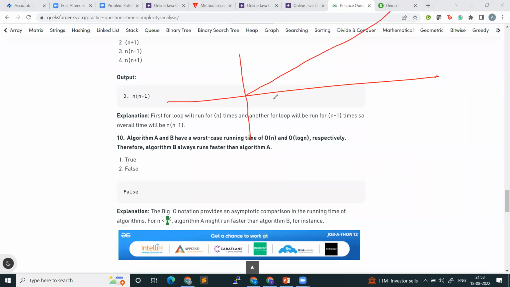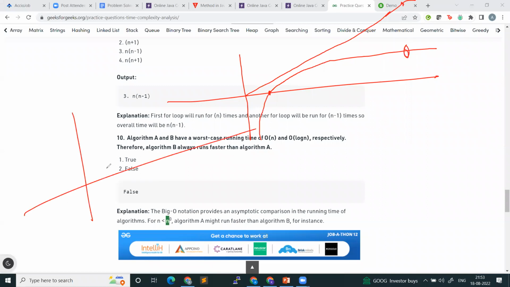If you talk of small values of n, how does log n look like? Log n looks like this. I am not very sure, but this is how the log n graph looks like, right? So I am just drawing two graphs here. But what it is telling is, whenever I talk of asymptotic notations, we are talking about large values of n, right? So at large values of n, you will see that log n is always better than n. But there might be some points like this. I'm just drawing something.